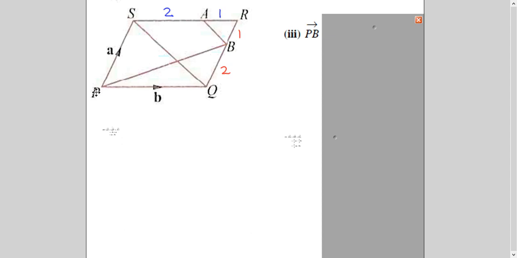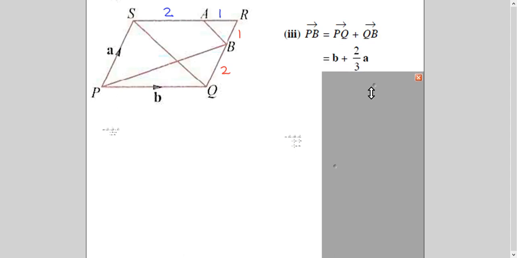Whereas if I want to go from P to B, because I have to find vector PB, the other route can be PS, SA, AB. Then AB you don't know, you would have to find out. But it's not impossible. But we look for the ways which are easy and quick, right? So how will I write it? I will say PB is equal to PQ plus QB. And I will substitute the value. PB is B and QB is 2/3 of A. We have just found this. So this is how you will find your answer for vector PB.